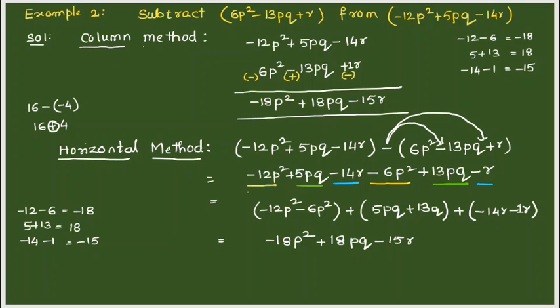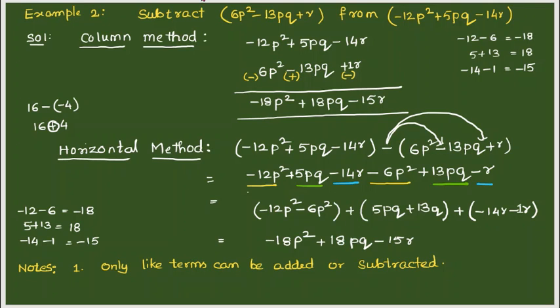So this is the method of subtraction. Once again I am stressing this: if you want to do subtraction, you need to change the symbols of the terms of the second expression in the column method. But in the horizontal method, by multiplying by minus, automatically the symbols will get changed. Here you see 6p square has become minus 6p square, minus 13pq has become plus 13pq, plus r has become minus r, because we multiply the whole expression by negative, that is by the minus symbol. Okay, so I hope you understood, children.